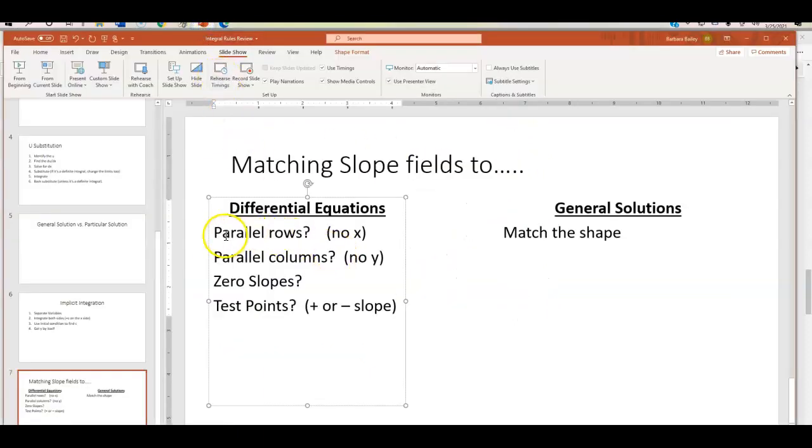So you can rule out some options by looking for parallel rows, parallel columns, and also zero slopes. And ultimately, if that's not enough to get the answer, you can always just plug in some points and see, does it give me a positive or negative slope like it's supposed to?